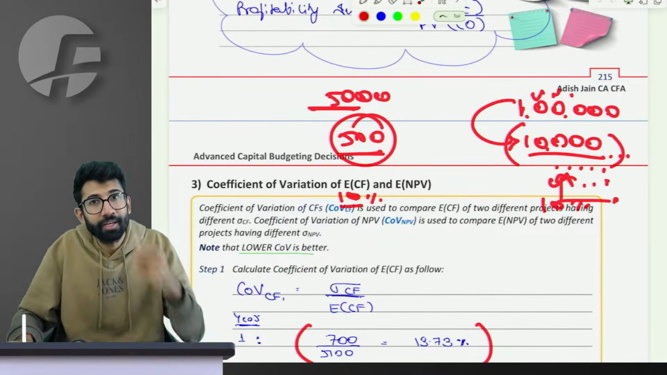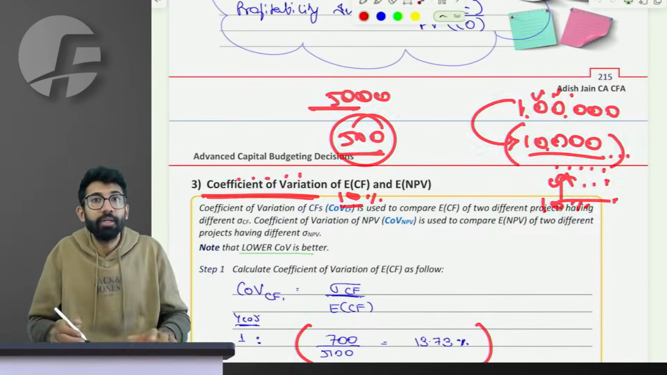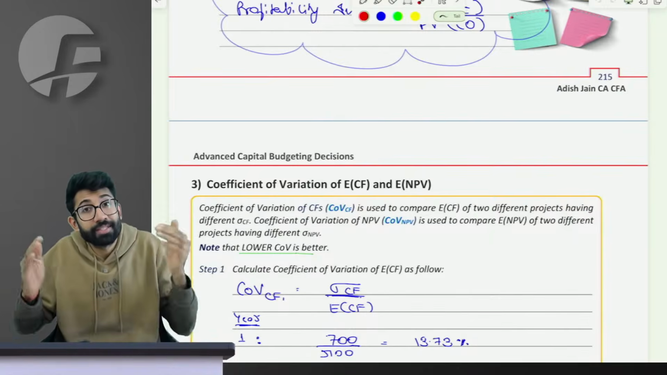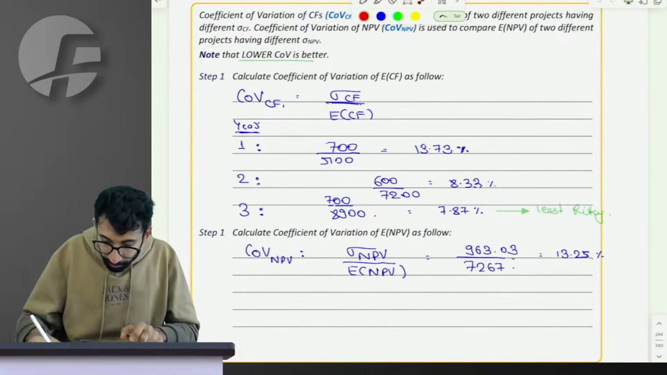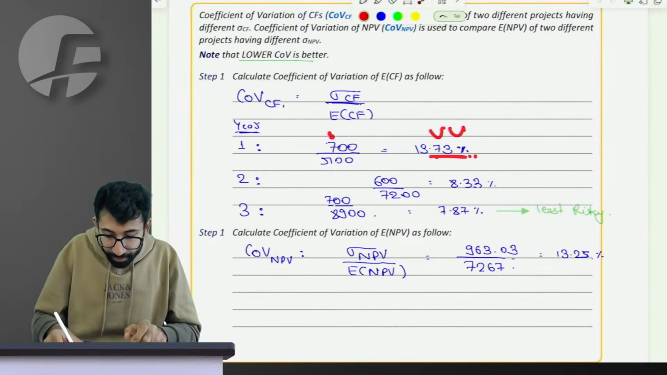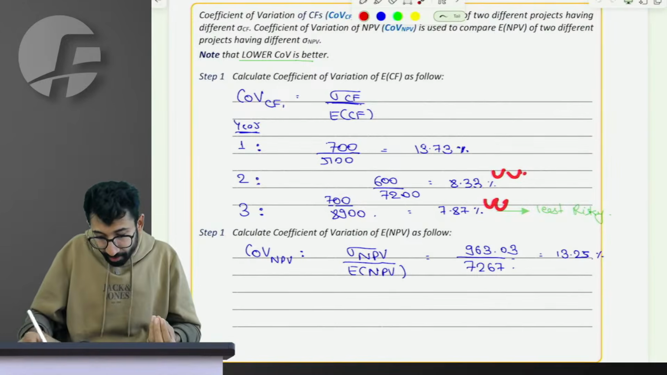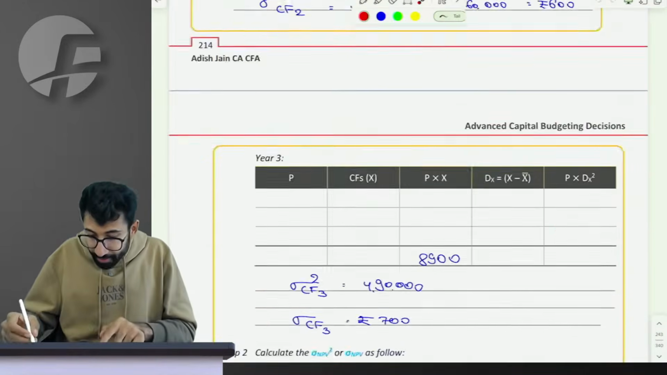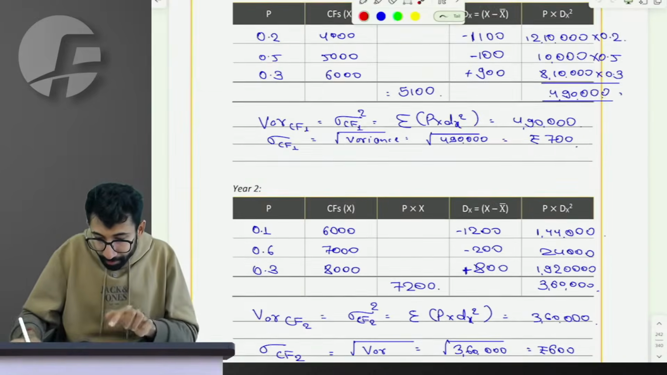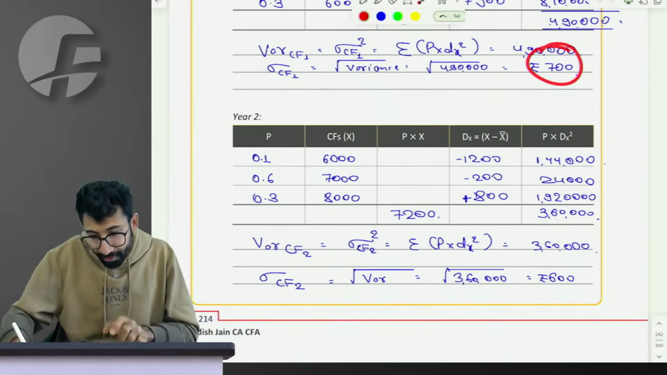Could everyone in the class convey the underlying logic behind calculating coefficient of variation? It makes projects of different sizes comparable. So first year, 13.73% is the deviation as a percentage of cash flow. Next year 8.33%, then 7.87%. So please realize, you all told me that second and third year cash flows are equally risky, 700 and third year is again 700.